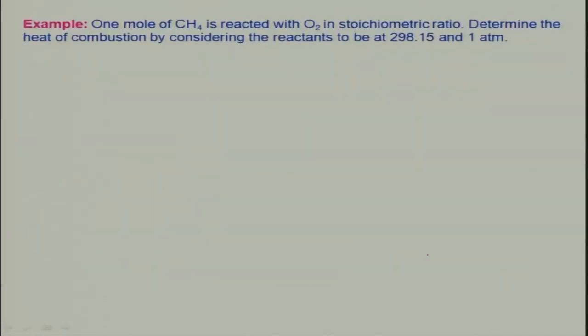Let us consider an example: 1 mole of methane is reacting with a certain amount of oxygen in a stoichiometric ratio. Determine the heat of combustion. Consider the reactants to be at 298.15 Kelvin and 1 atmosphere pressure. So, when you talk about heat of combustion, we will be looking at both, lower heat of combustion or higher heat of combustion.